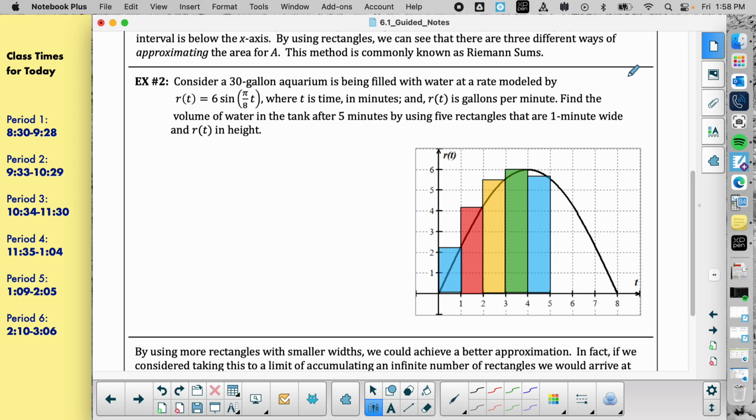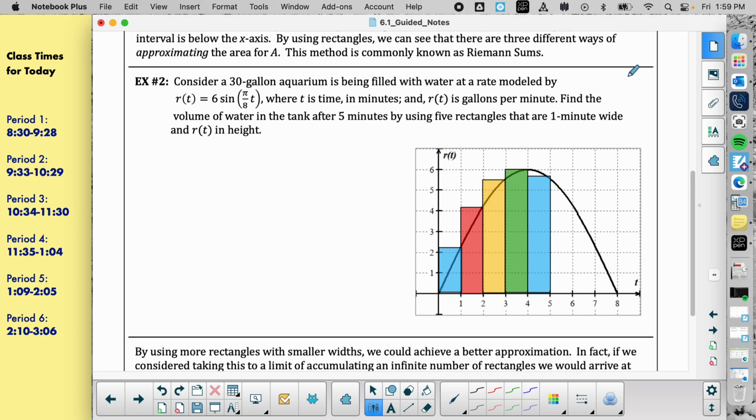We still are going to be estimating with rectangles. But looking at that picture, you can tell that it's not going to be a great estimate. There's a whole bunch of chunks that are above the graph. There's one that's below the graph. So it's not going to be a great estimate. Can anybody think what we could do to make it a better estimate? Thinner rectangles? Absolutely.